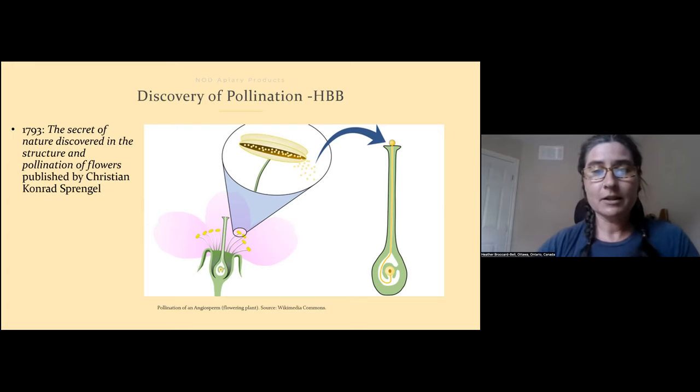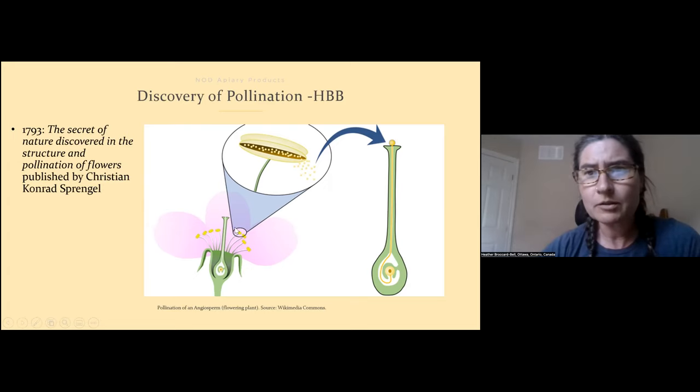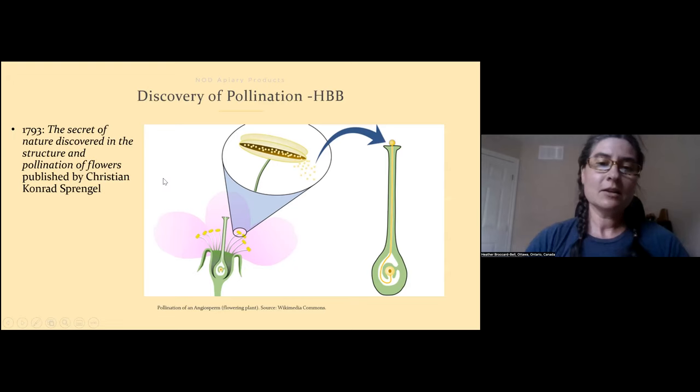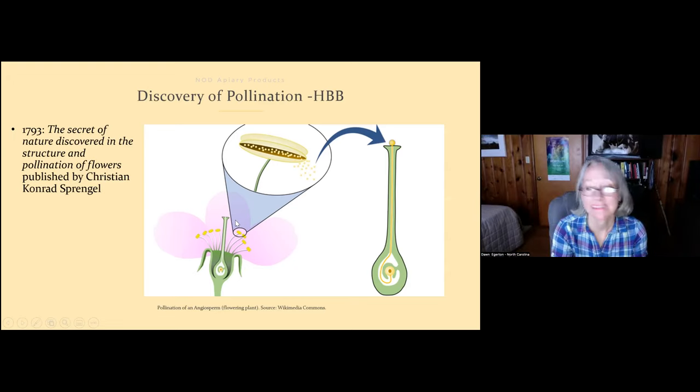Well, in this picture here, can people see my cursor when I'm moving it around the screen? No, okay. Yes. Oh, you can see it. Okay. I can see it, yeah.